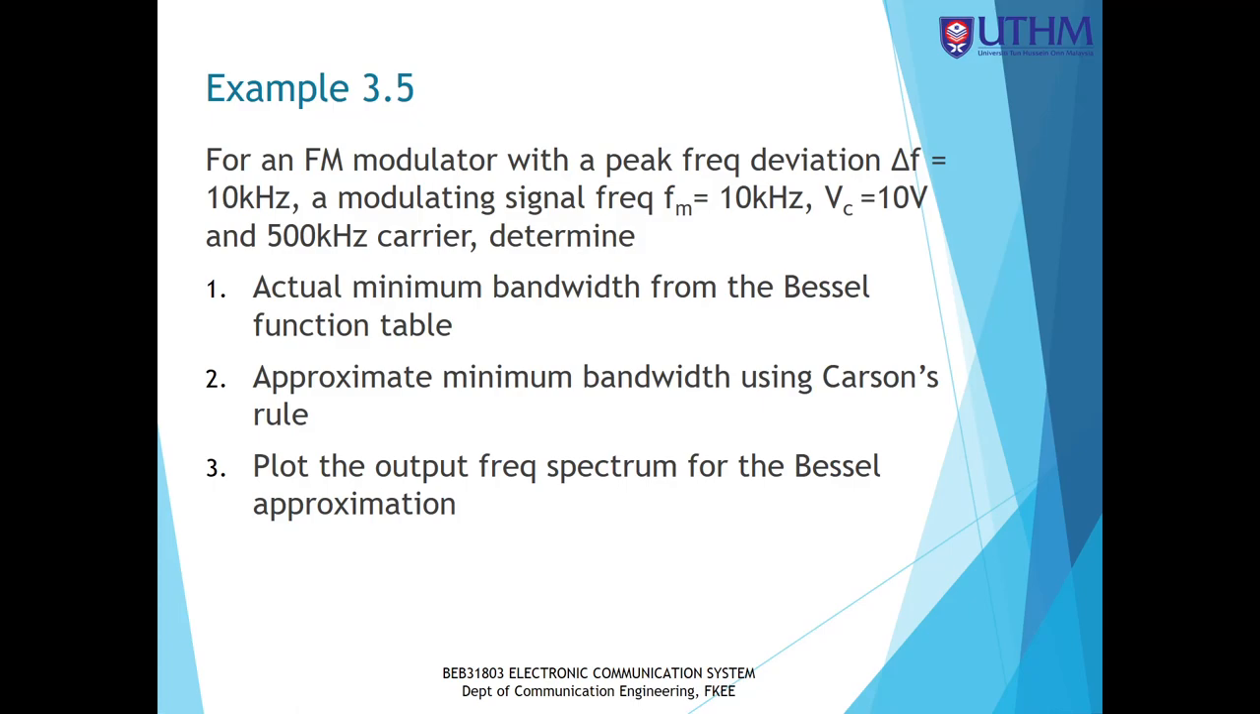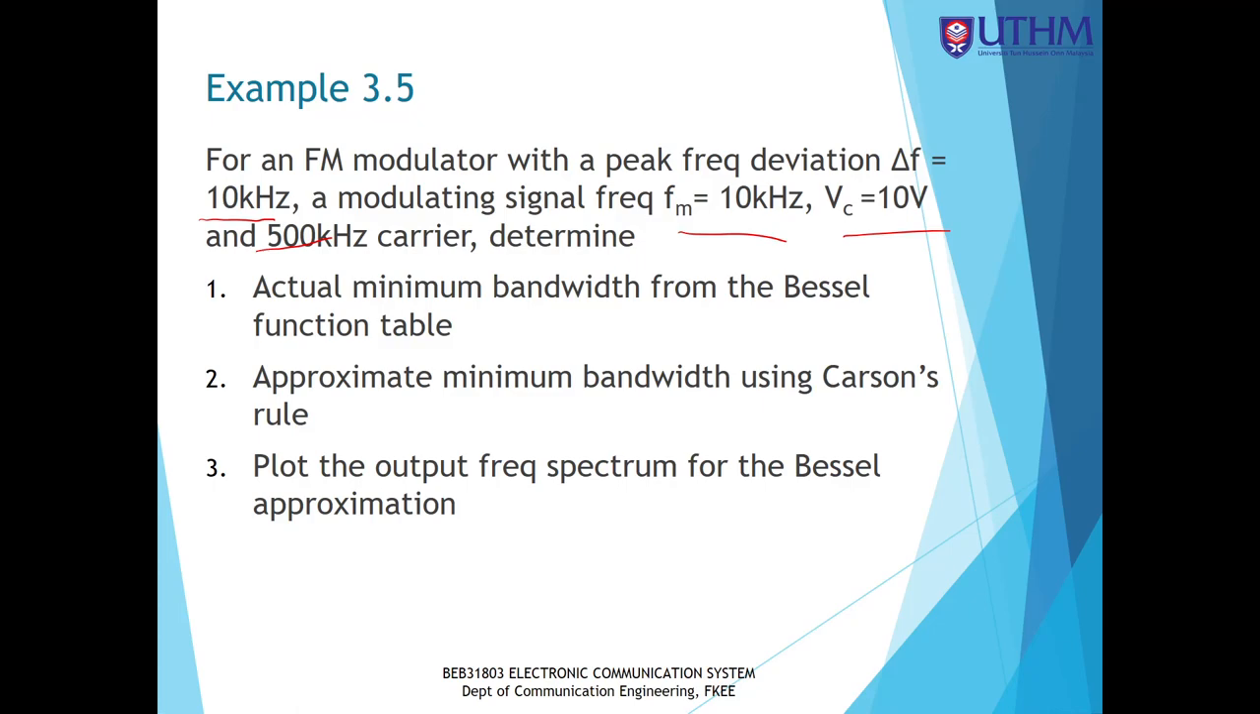Example 3.5. For an FM modulator with a peak frequency deviation delta f equal to 10 kilohertz, modulating signal fm 10 kilohertz, Vc 10 volt, carrier frequency fc 500 kilohertz, determine the actual minimum bandwidth from the Bessel table. So this first asks you to find the bandwidth by Bessel.